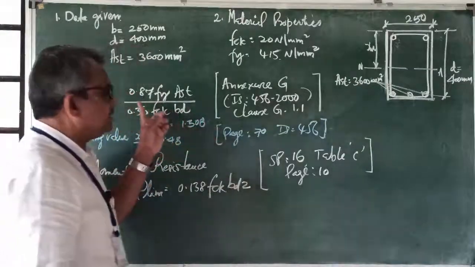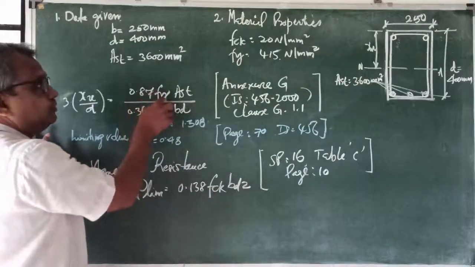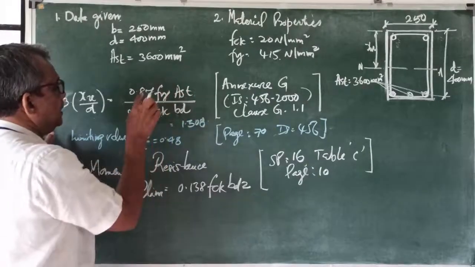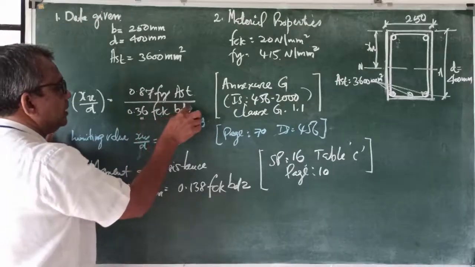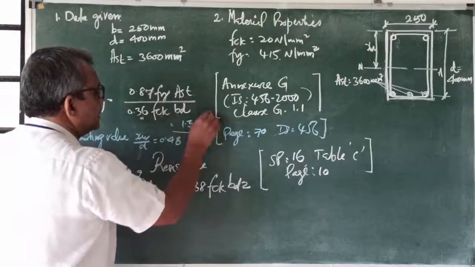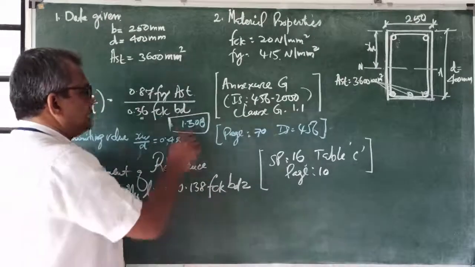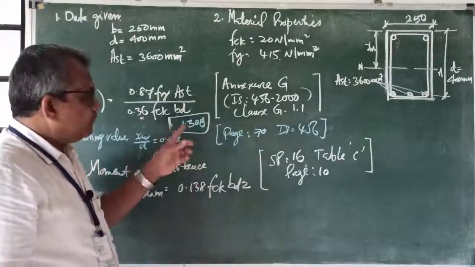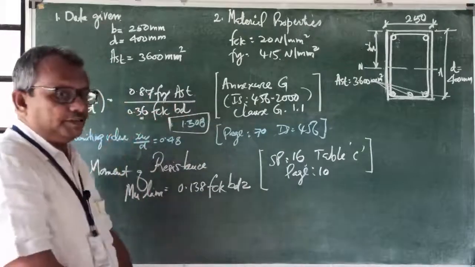Substituting these values here, just substitution: 0.87 into 415 into 3600 divided by 0.36 into 20 into 250 into 400. Then you will get an answer 1.308. That's the ratio. No unit for that, XU by D. 1.308 is the ratio between XU and D.